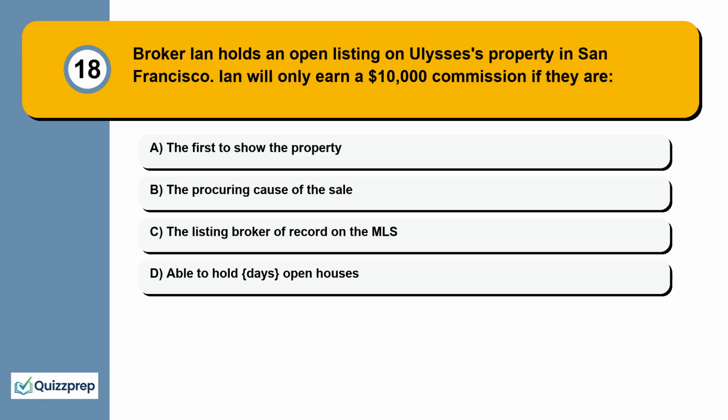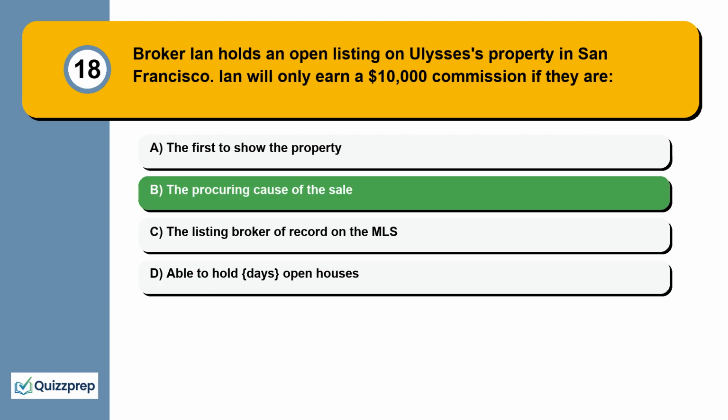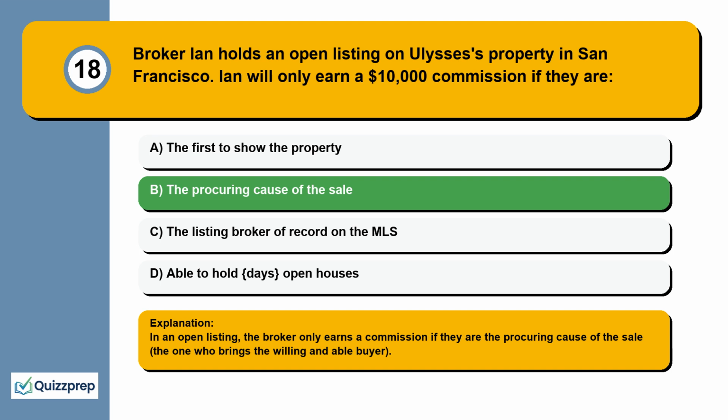Question 18. Broker Ian holds an open listing on Ulysses's property in San Francisco. Ian will only earn a $10,000 commission if they are the first to show the property, the procuring cause of the sale, the listing broker of record on the MLS, able to hold open houses. In an open listing, the broker only earns a commission if they are the procuring cause of the sale, the one who brings the willing and able buyer.